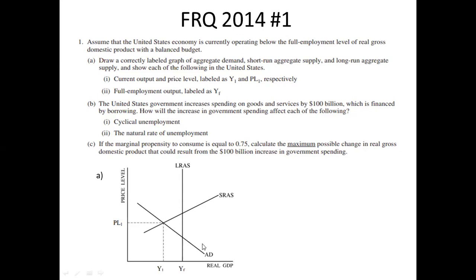So I draw my aggregate demand, label it AD, draw my aggregate supply, label it SRAS. Where they intersect needs to be to the left of the long run aggregate supply curve. Why? Because we are operating below full employment, so we are in a recessionary gap. Where they intersect, PL1, like it tells me, Y1, like it tells me. If it doesn't tell you what to label it, you can label it PL1, PLE, Y1, or YE, but this specifically says Y1 and PL1. Please make sure you label it what they tell you to.